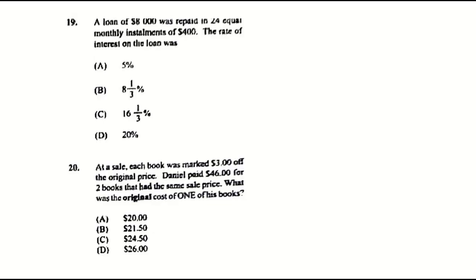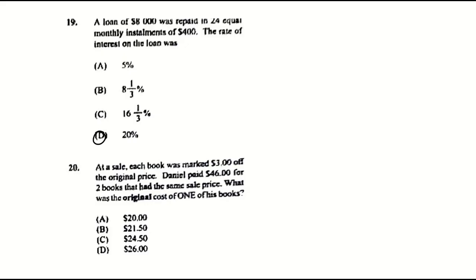Number 20, a loan of 8,000 was paid for 24 monthly installments of 400. The rate of interest was. We did this question just now. Let me just make sure. I think the answer is 20%. We said 24 because instead of 24, they said 2 years. We know that for 24 months, it was 9,600. So his interest was 9,600 minus 8,000, which would have been 1,600. And 1,600 over 8,000 multiplied by 100 over 1 would have given you 20%. So that's D.